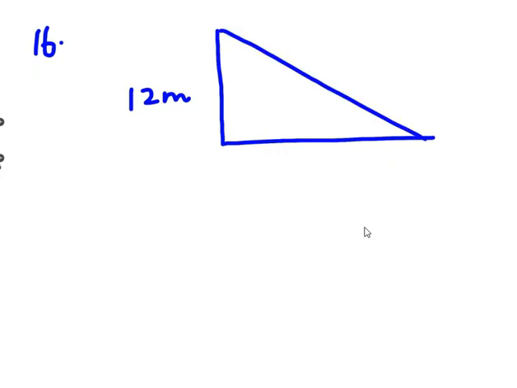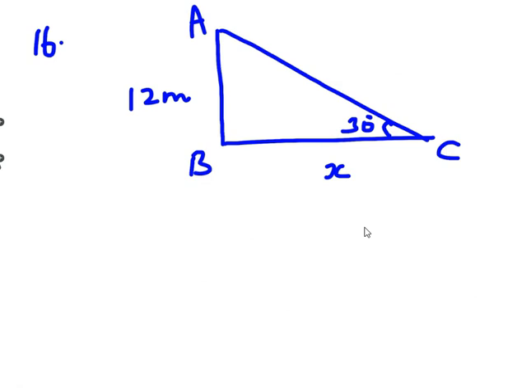Look at this one. Length of the shadow of a vertical pole of height 12 meters. The shadow is going to be here, when the sun is at 30 degrees. What will be the length x?